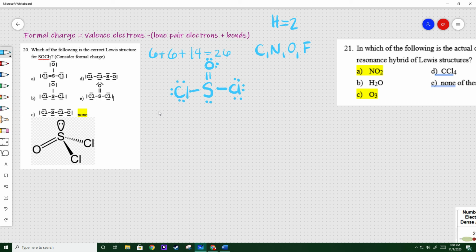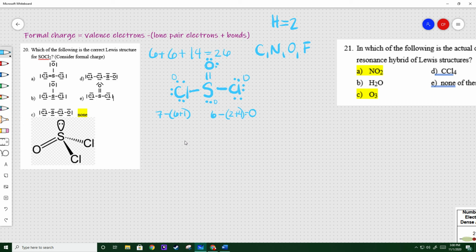So this chlorine, we have 7 minus the 6 and then the 1 bond. So 6 plus 1, because this is the bond, is 0. So we have a charge of 0 for this chlorine. For the sulfur, sulfur has 6 valence electrons minus the 2 lone pair and then the 4 bonds. So that equals 0. And then this chlorine is the same as this one, so that would be a 0. So we have a 0 here.